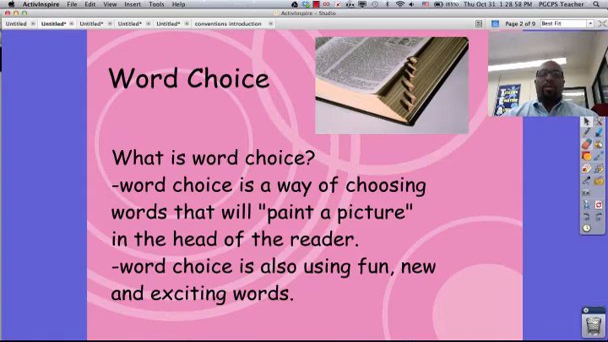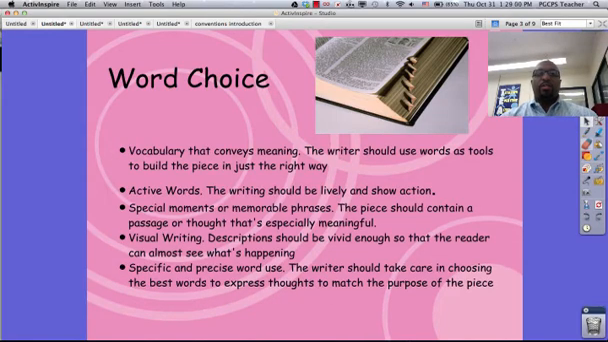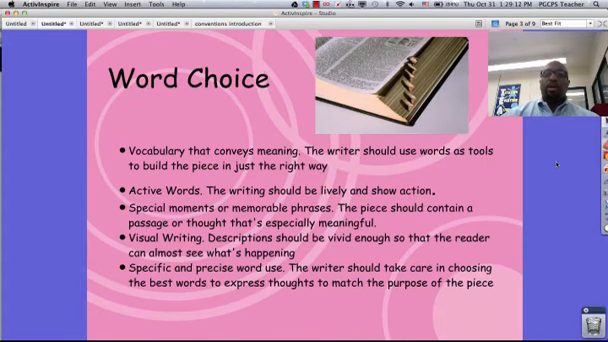There are a bunch of different points that we need to consider. The first thing when we're talking about word choice, we're looking at vocabulary that conveys meaning. So using words as tools to build the piece the right way. Am I using the right words? What words should I use to convey a certain message or feeling? Are these words adequate enough to get the point across?